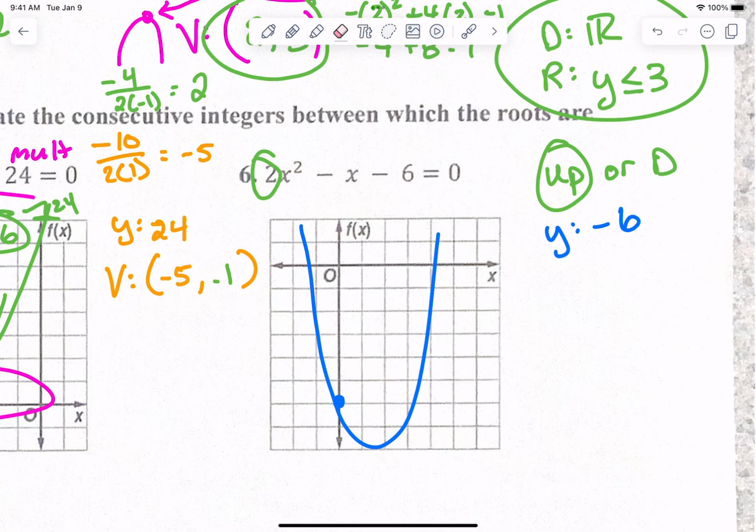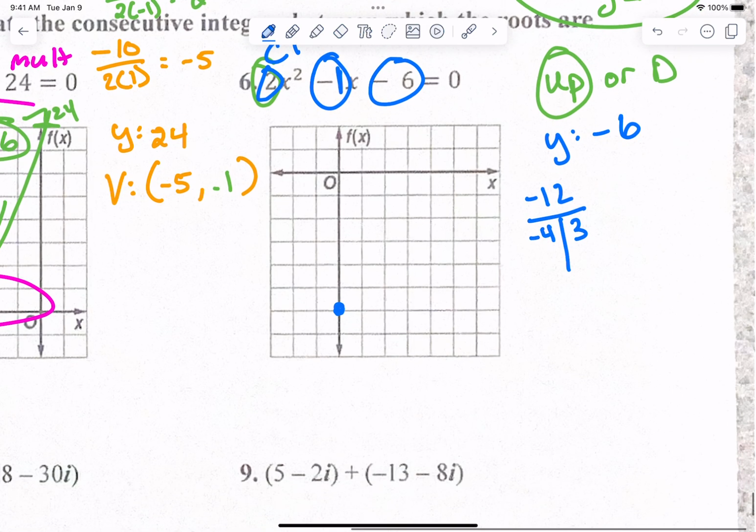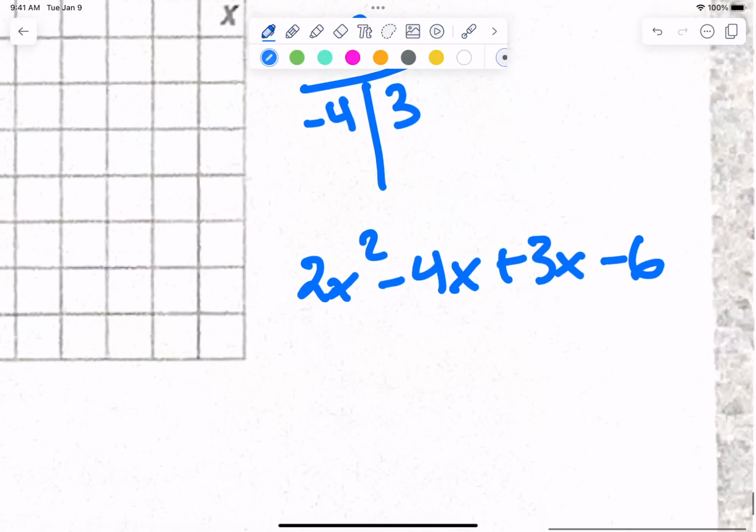All right, let's figure out what its... That's really disgusting. I don't want to do its vertex. Should we do the complex trinomial method? Sure. Complex trinomial. Take 2 times negative 6, which is negative 12. Multiply to get negative 12, but when you add them, give you 1. Negative 4 and 3. So you have 2x squared minus 4x plus 3x minus 6. Okay, then what?